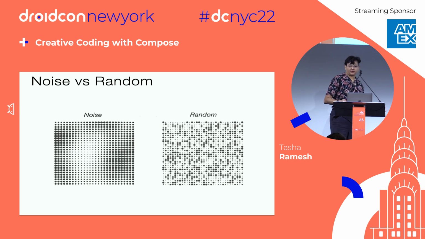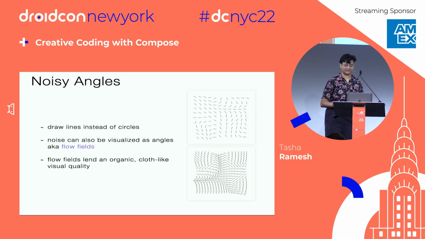So if you compare noise to randomness, this is what your xy plane kind of ends up looking like. And you can immediately see how much smoother the noise functions are compared to random, which is by design random. But noise functions, because of the kind of patterns they produce, can be visualized in a lot of different ways. So here we're using dots to visualize noise functions, but we can also use lines to visualize the same thing.